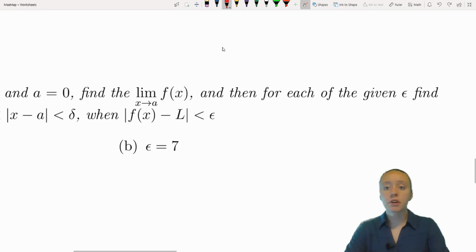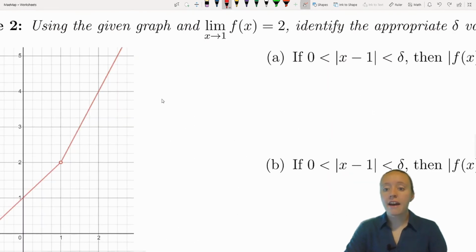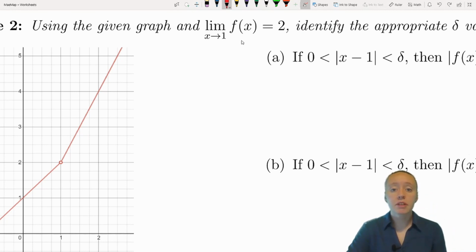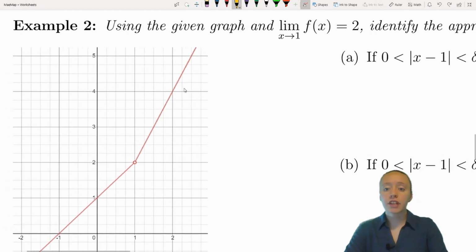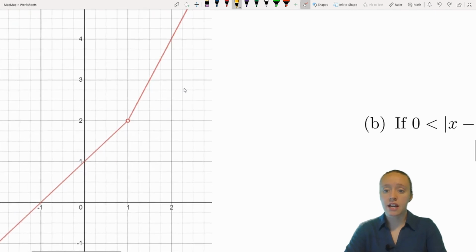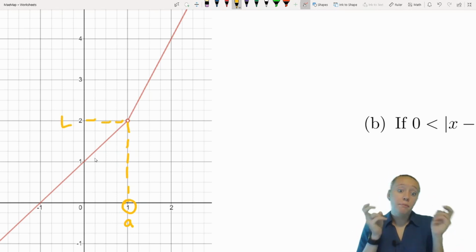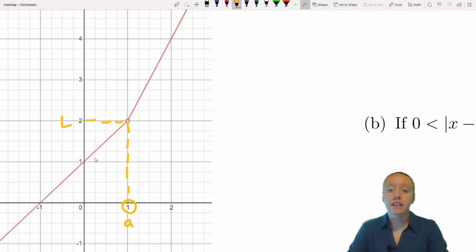Now in the next example, again, we're going to be working with a graph. I have a piecewise function, so I have two linear functions coming together. So we're going to be using the given graph and the limit of f of x as x approaches 1 equals 2. I'm going to fill that in right now on my graph so I can visualize that. The limit of f of x as x approaches 1, so as we go towards an x value of 1, there's our a, our limit is equal to 2.